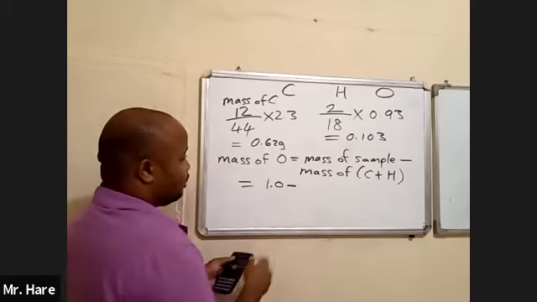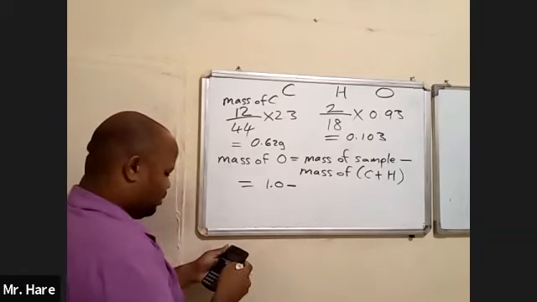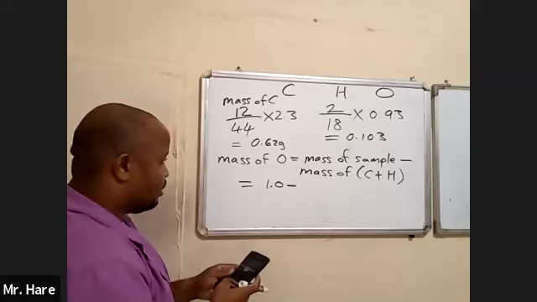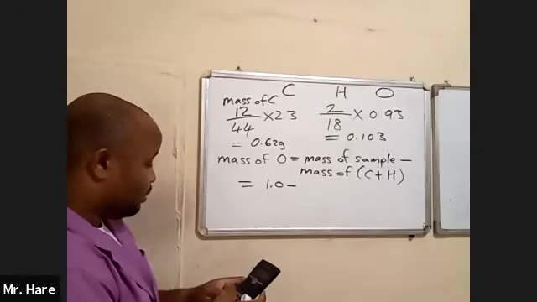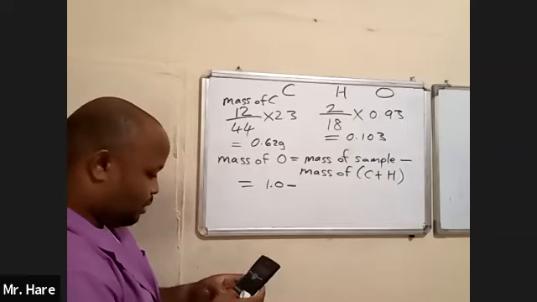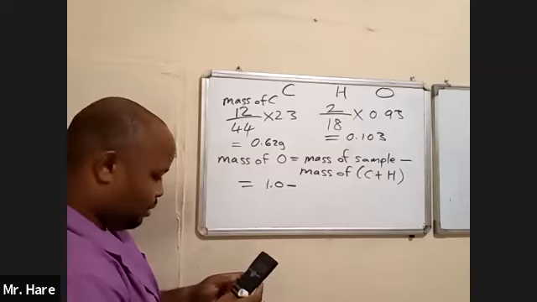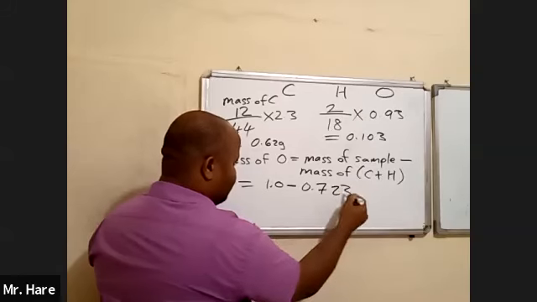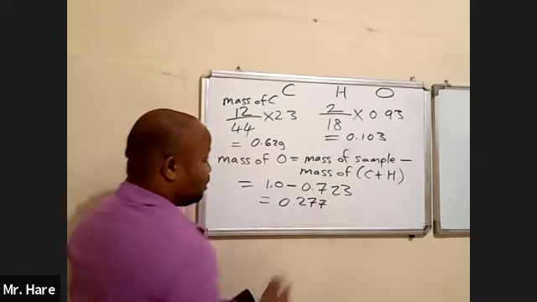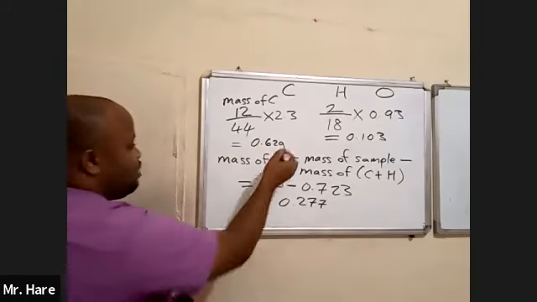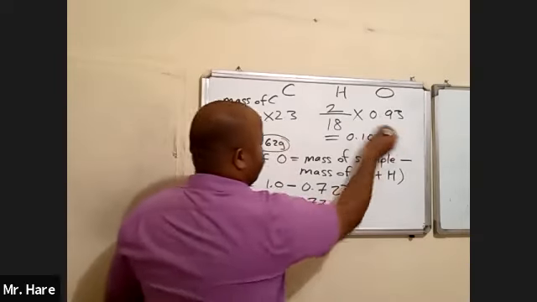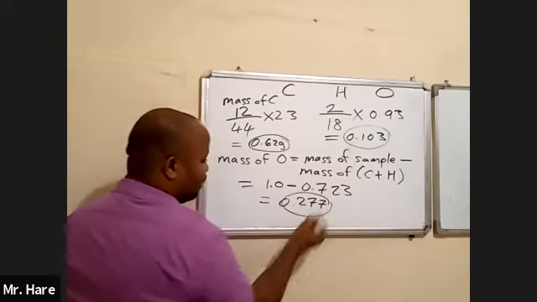Oh, hold on. When you add it up, 0.62 plus 0.103, 0.277. May I get 0.723? 0.277. All right. So we have the mass for carbon, mass for hydrogen, and the mass for oxygen.